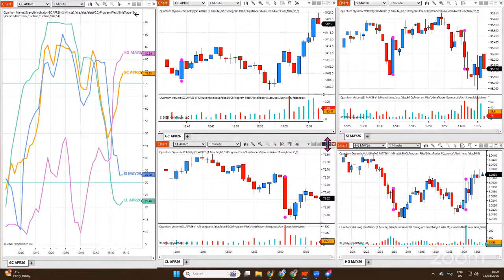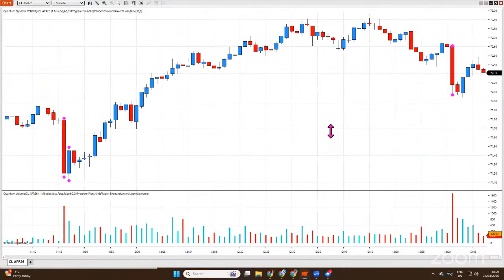As you would expect with oil, we've had quite a decent move this morning. Very nice trend to trade there. Very straightforward trend, nothing particularly scary about it. We've got up to a top here. We're now coming off that top. We'll see where we go in the afternoon session.